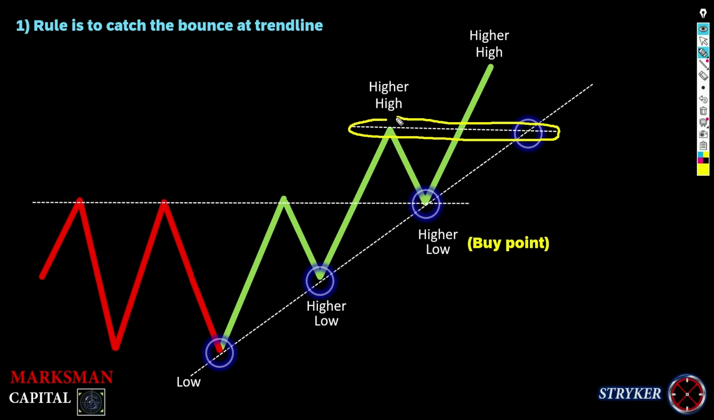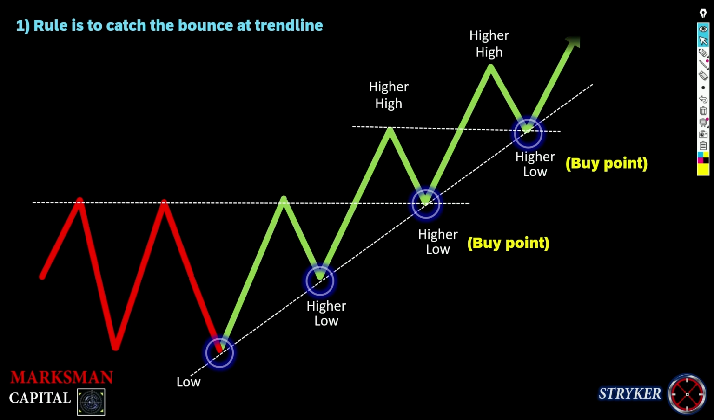And this is what we call confluence, where a broken resistance becomes a support. And if this confluence comes together at the same time, most traders believe that there is a higher possibility that price would bounce at that particular point. So again, this is anticipated to be a higher low for the next bounce, and that is another buy point.